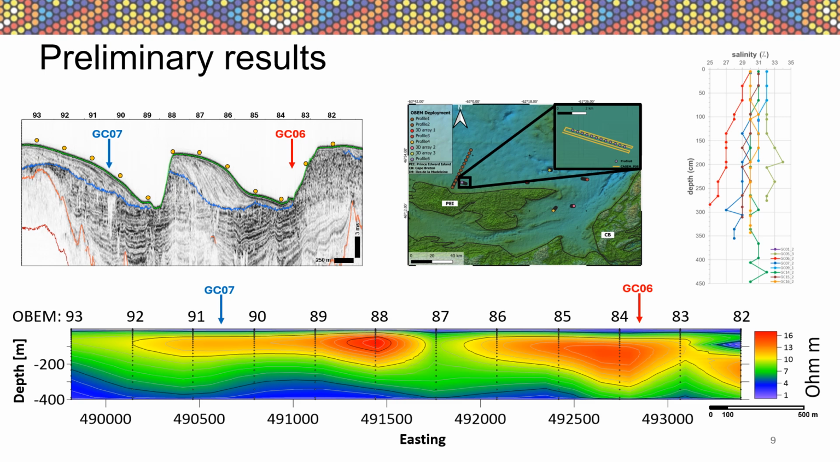Along the pseudo-2D model, we can identify an almost continuous resistive layer with 13 to 16 ohm-meters around 50 to 100 meters depth below the seafloor. The arrows show the position of two gravity cores acquired along the EM profile, GC06 in red and GC07 in navy. These cores show low salinity values around 26 practical salinity units.